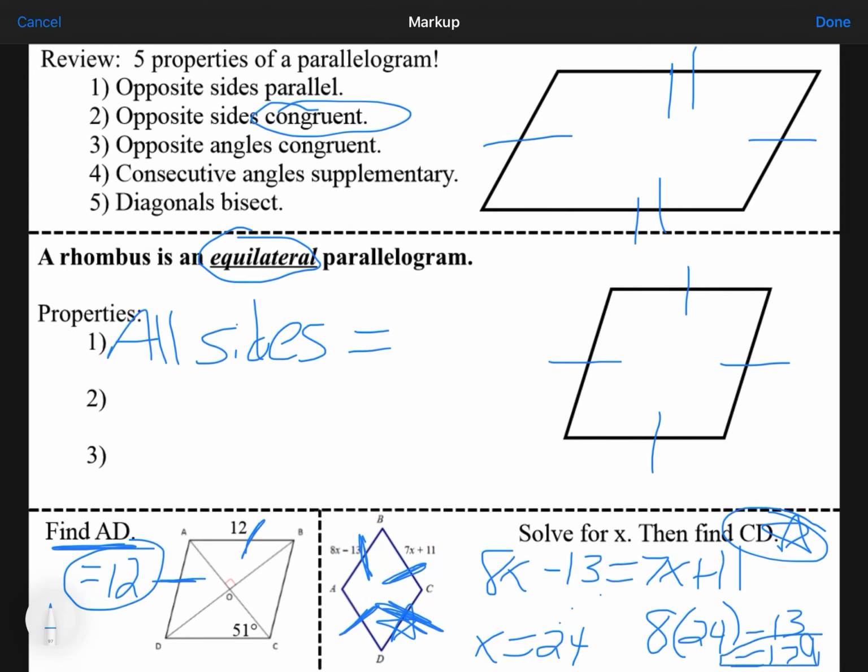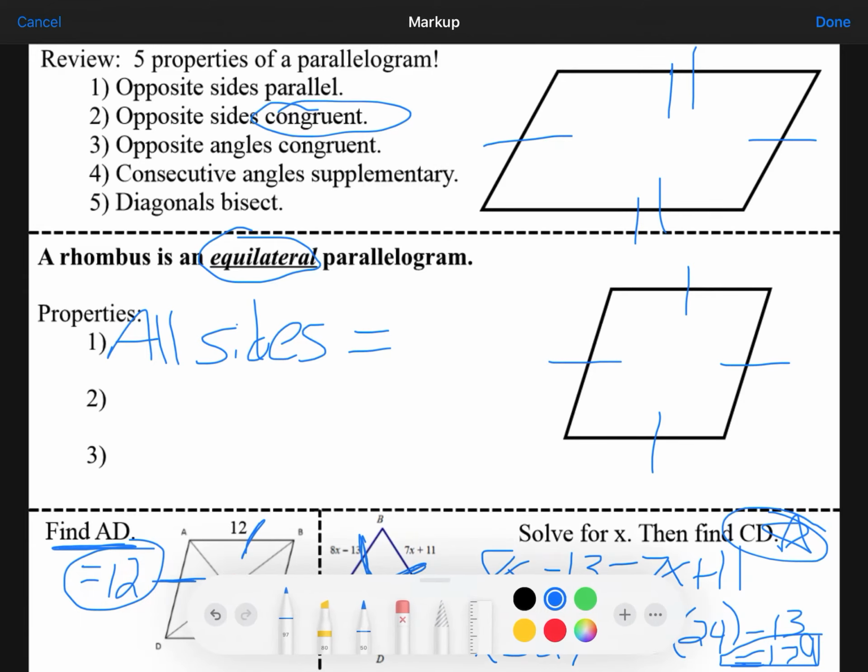Careful, not 179 degrees, 179 inches, centimeters. It's not listed which one. Doesn't matter. The answer is just 179. So similar to other problems you've done, you'll have to solve for x occasionally by setting two things equal and plugging back in. There are two other properties of a rhombus you'll need to know.